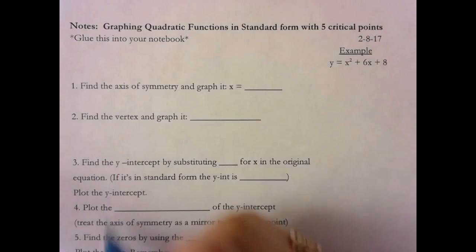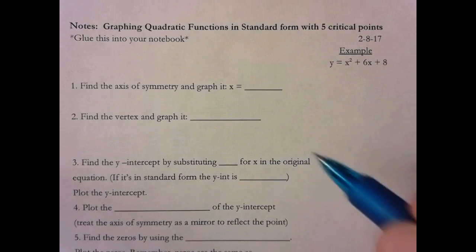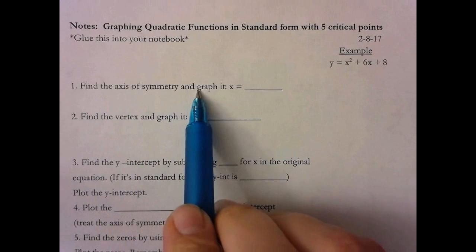Today we're graphing our quadratic functions by using 5 critical points. On the left I'm going to show you the steps, and on the right I'm going to show you an example using those steps. Our first step is to find the axis of symmetry and graph it.